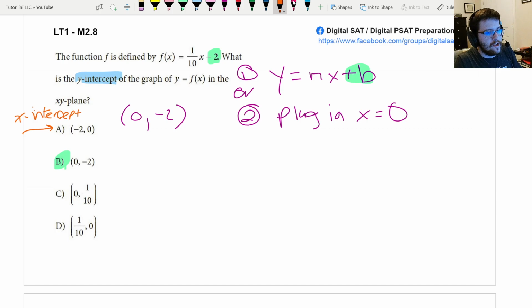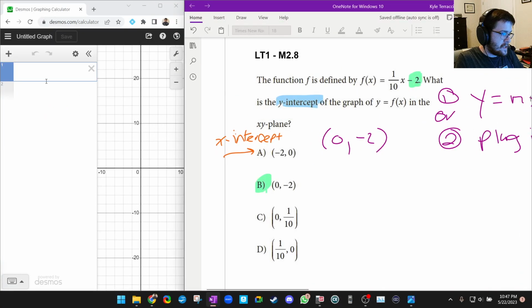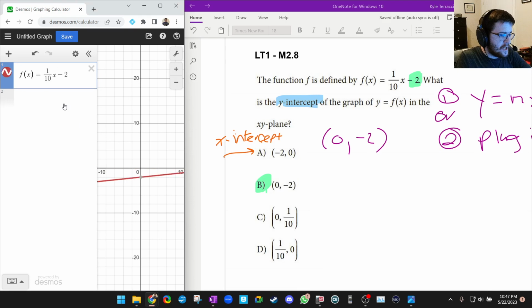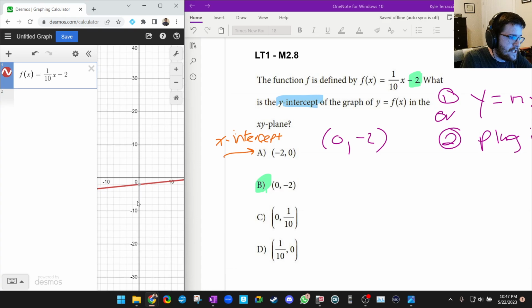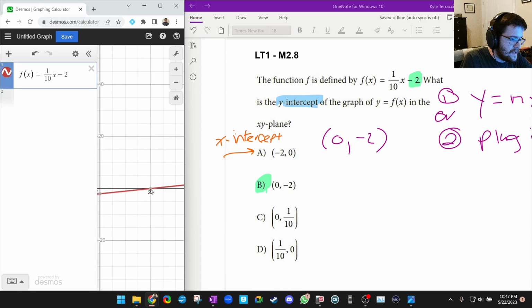Of course, we also could have plotted this and just clicked on it. So let's do that, just for the sake of practicing and checking to make sure we did a good job. Okay, so it says the y-intercept is 0, -2. And if we wanted to find the x-intercept, that is 20, 0. Great.